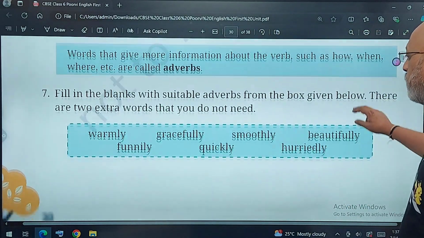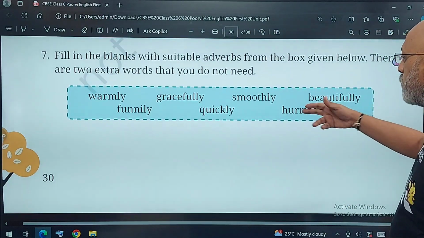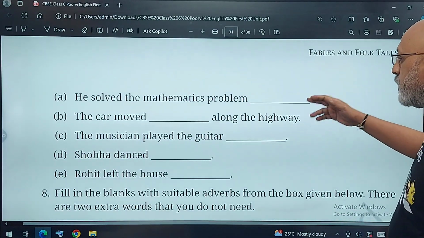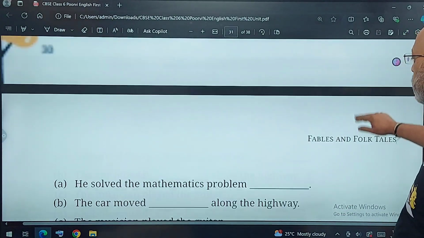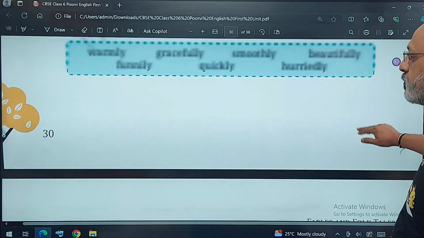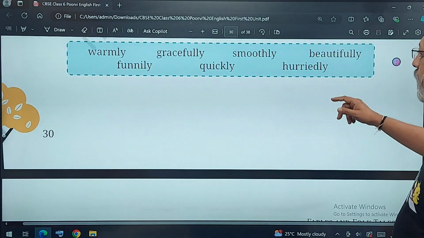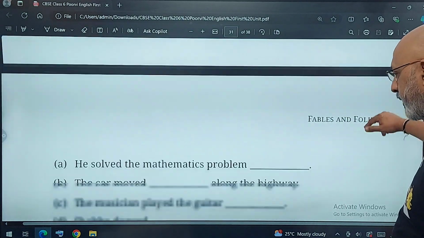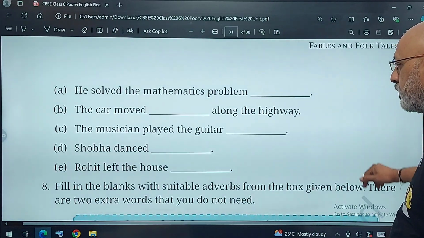So, fill in the blanks with suitable adverbs from the box given below. So, this is a very simple exercise which you should be able to do yourself. He solved the mathematics problem. मेरे को वो ऊपर देखना पड़ेगा. He solved the mathematics problem. I want you to do it yourself, smoothly or quickly. I haven't seen this particular thing.